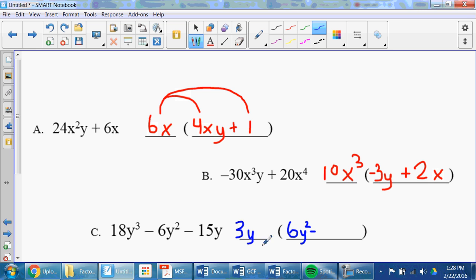Then I'm going to write minus. 3y times what gets me negative 6y? 3 times 2. And then I need y times y as well. 3y times what gets me negative 15y? I'm going to write minus 5.